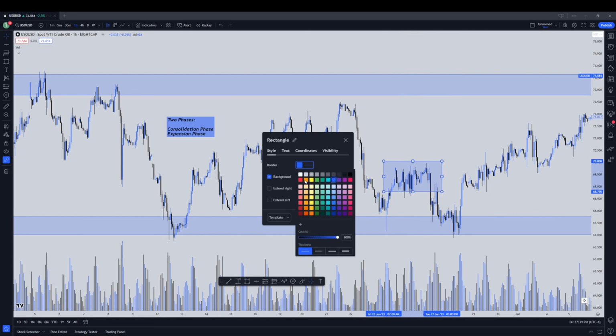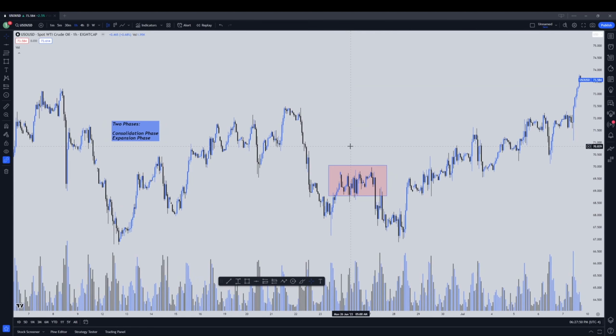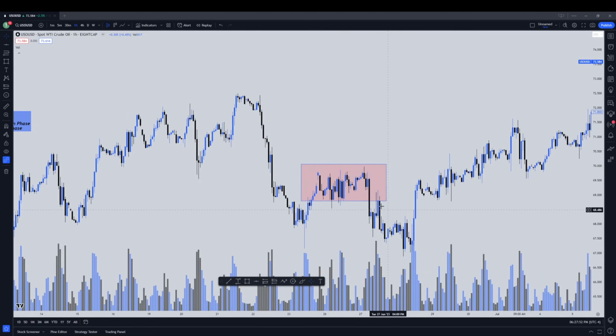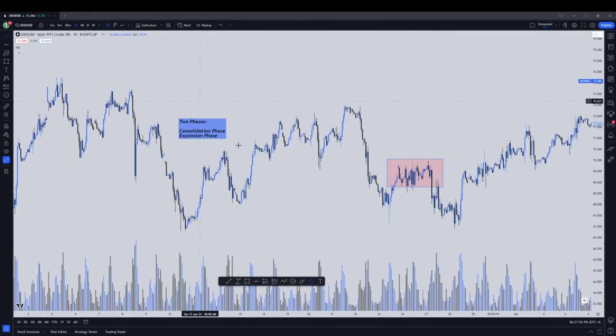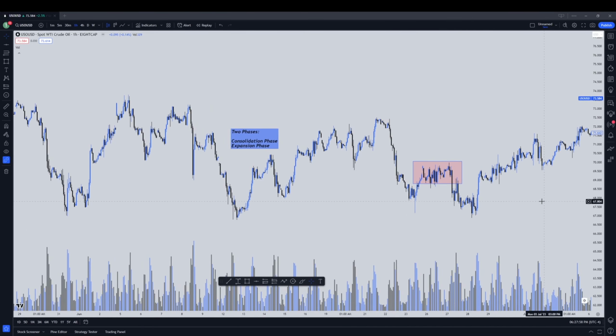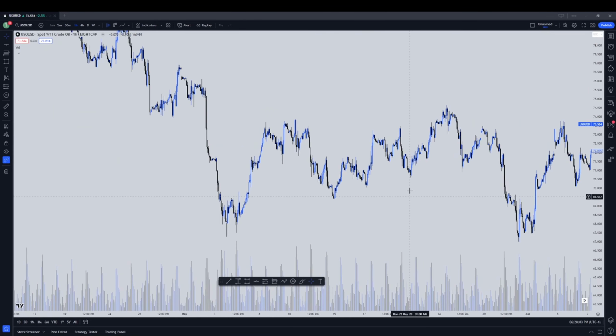So you know what, for the sake of this video, I'm going to color consolidation as red, and we are going to be coloring expansion as blue. So let's look for areas of consolidation. This is consolidation when prices chop around up and down. Now, consolidation happens everywhere on every time frame. So depending on the time frame you're analyzing, consolidation will occur in different areas.